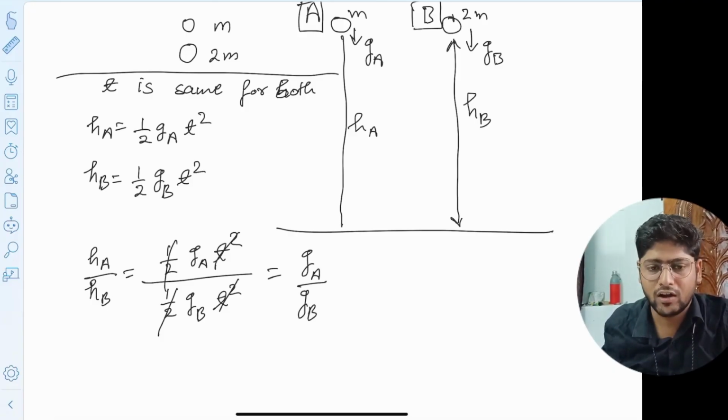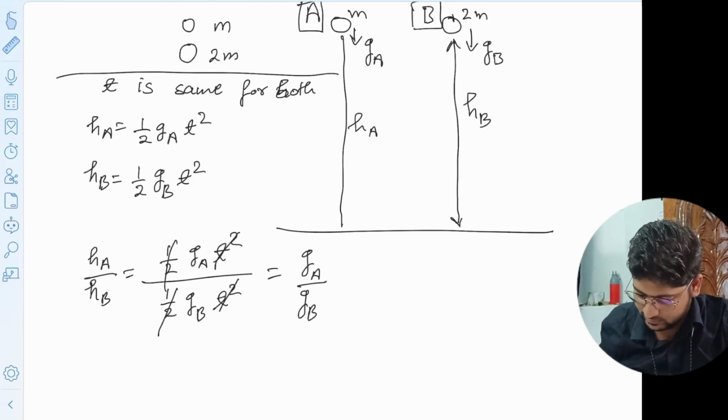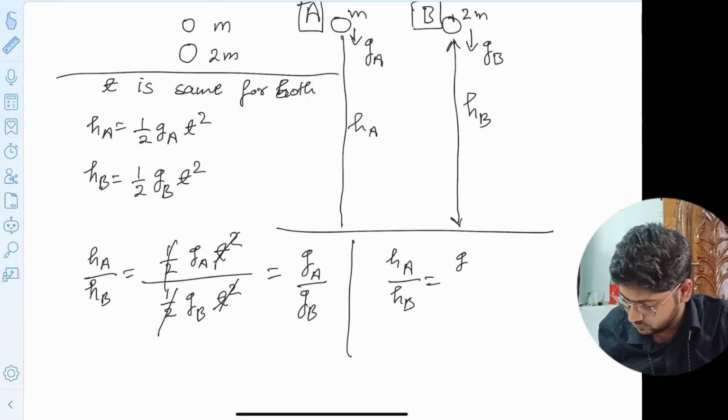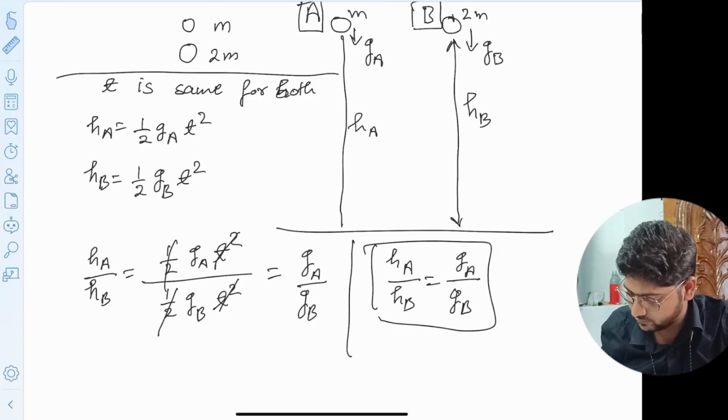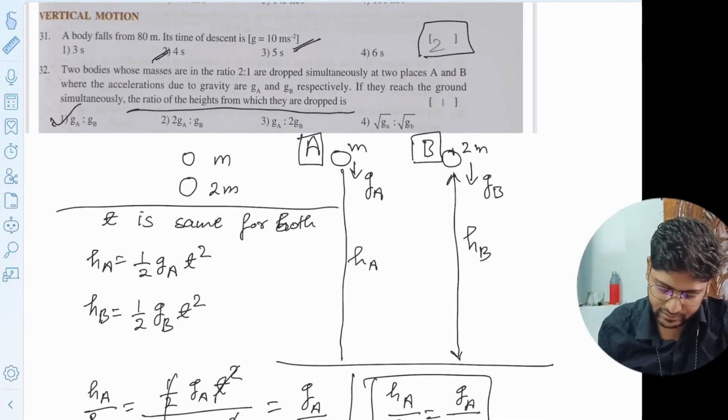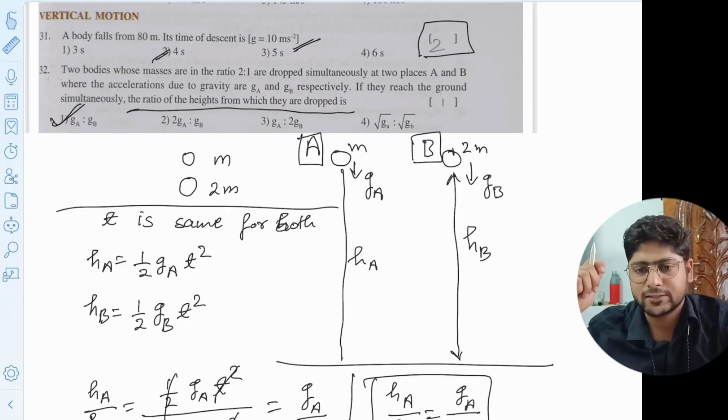So ratio of heights will be what? The ratio of HA to HB equals GA divided by GB. This is the ratio of the heights. It depends on gravity. What is the gravity there? So GA by GB. First option is correct. Okay, question is done.